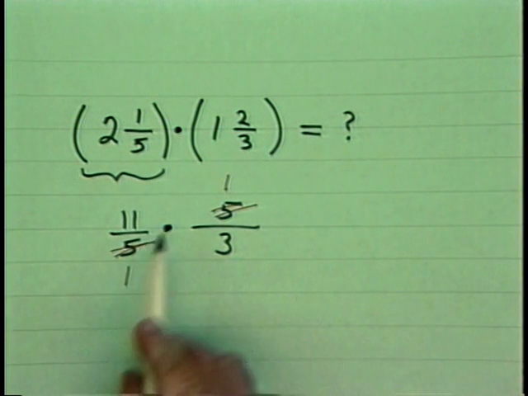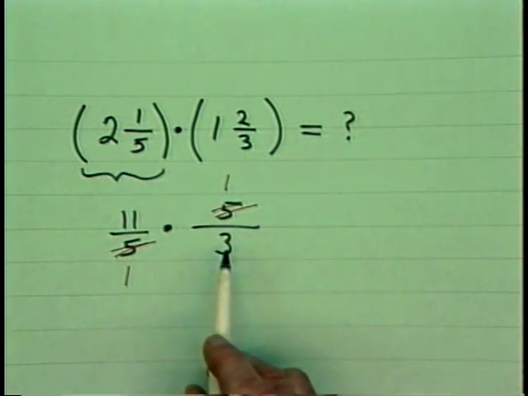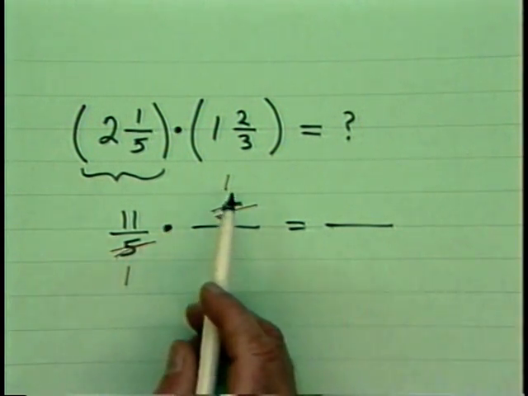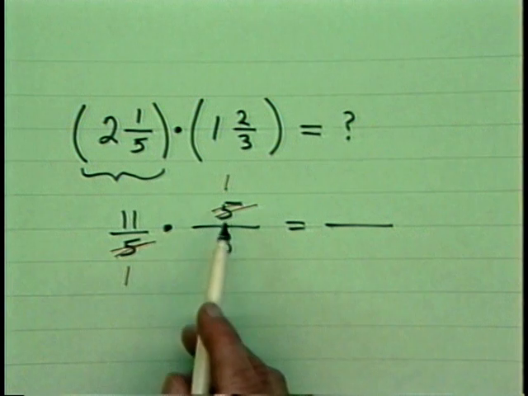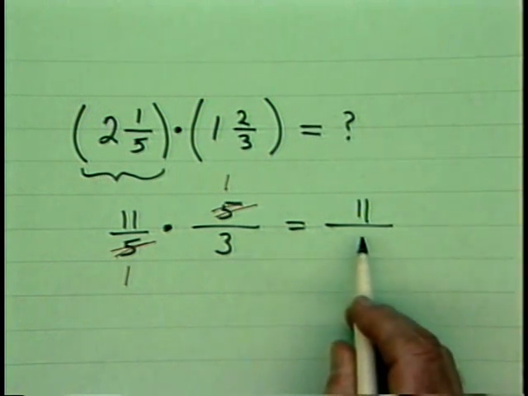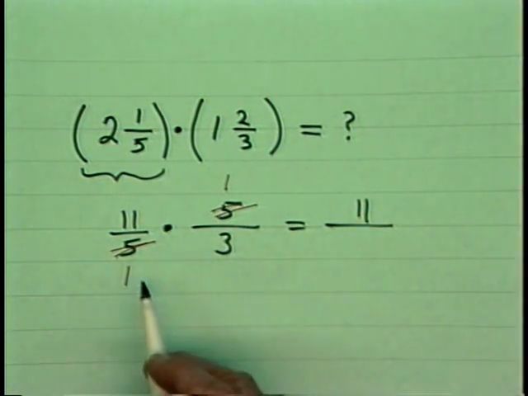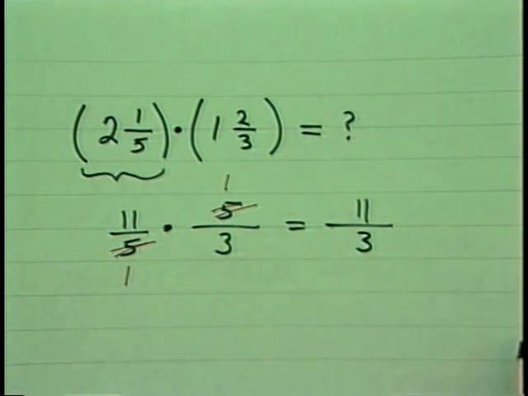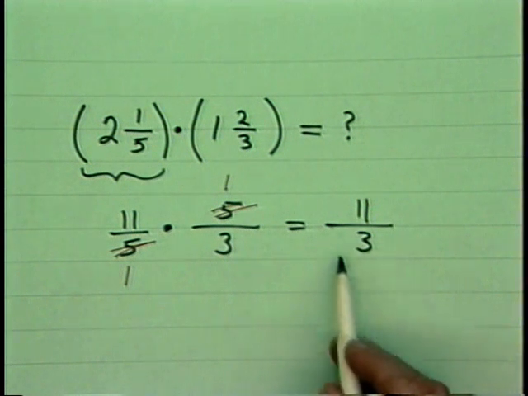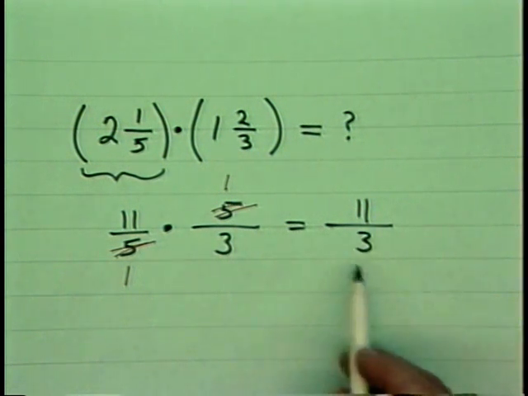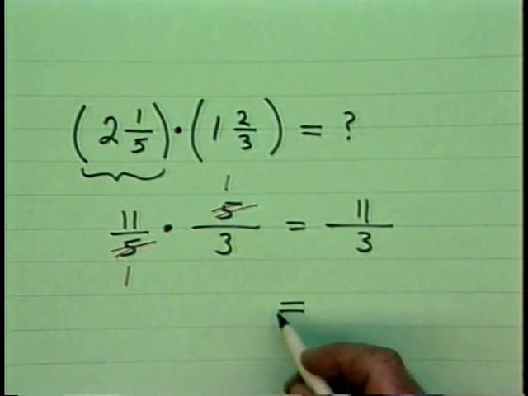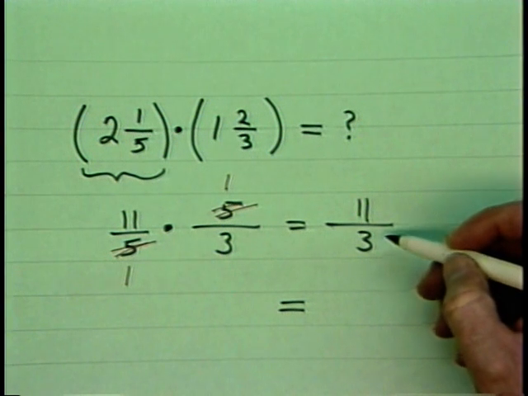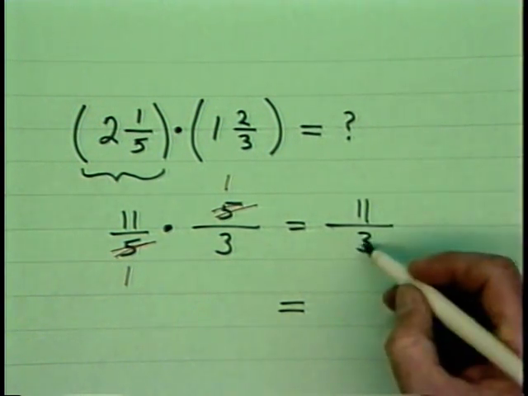There is no more division I can do, top or bottom. So I multiply the numerators of the factors to get the numerator of the product. Multiply the denominators of the factors to get the denominator of the product. And since this is an improper fraction, it's traditional to write it in mixed number form.